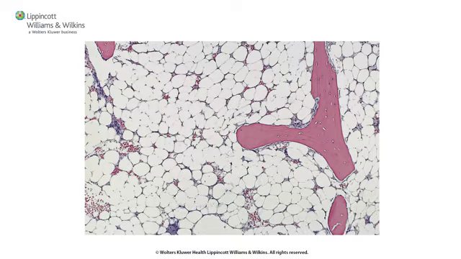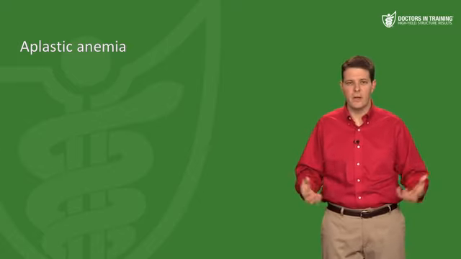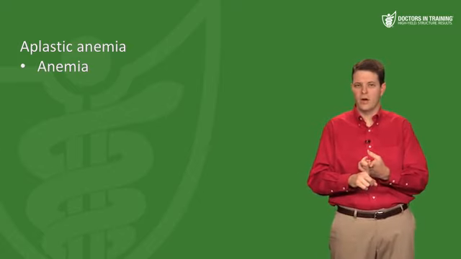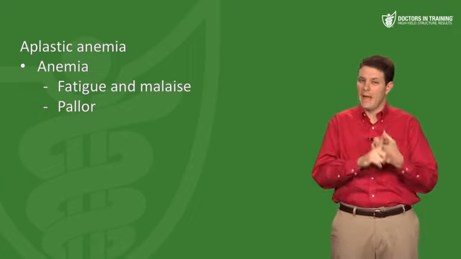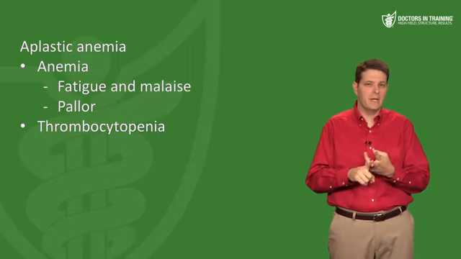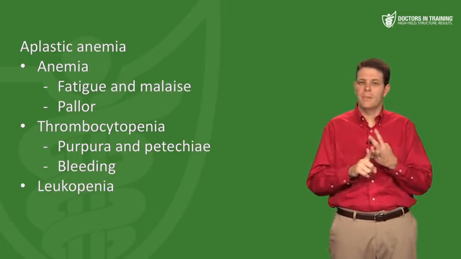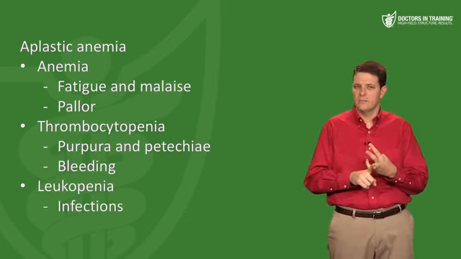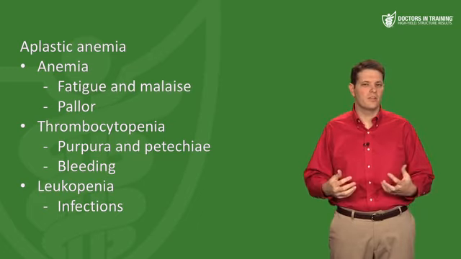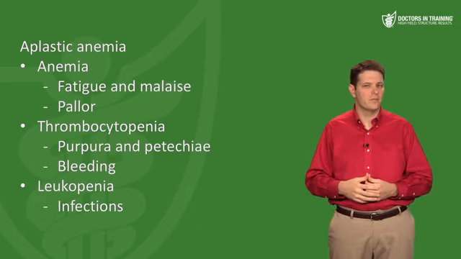The symptoms are pretty much what you'd expect. The patient has anemia, so that's going to cause fatigue, malaise, and pallor. They have thrombocytopenia, so they can have purpura and petechiae and some bleeding. And then with leukopenia, you can see infections. So you can see how these different cell lines are going to cause slightly different clinical presentations.